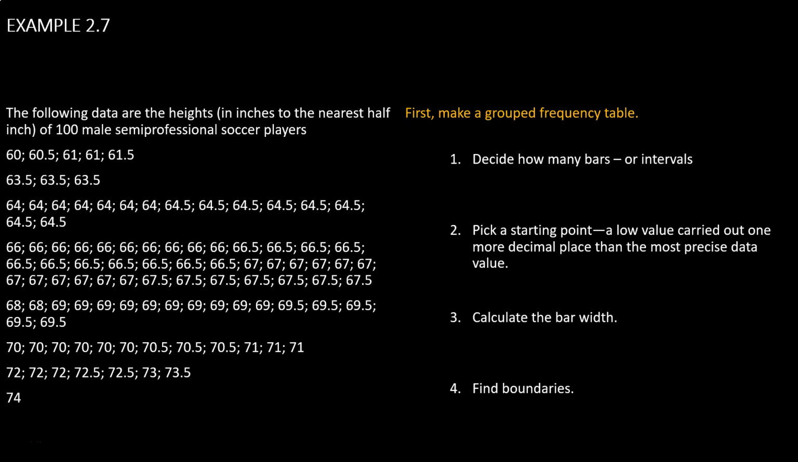To make a histogram by hand, we'll start by creating a grouped frequency table. We'll carefully construct the groups so every datum in our data set has a place to go. We'll start by deciding how many bars or intervals we want to have in our graph.